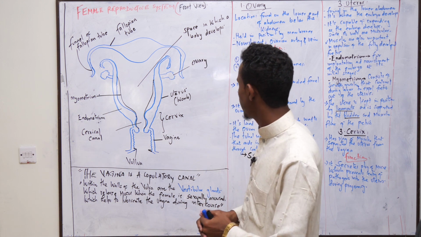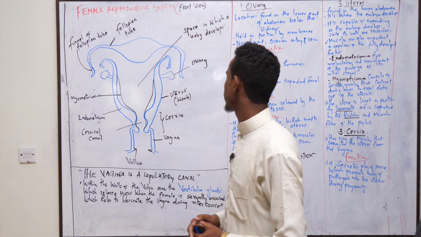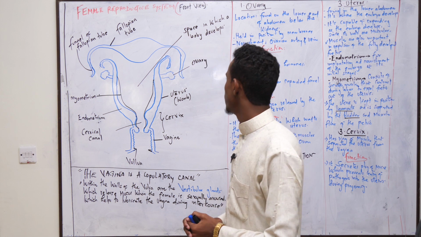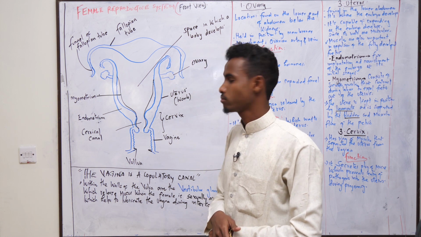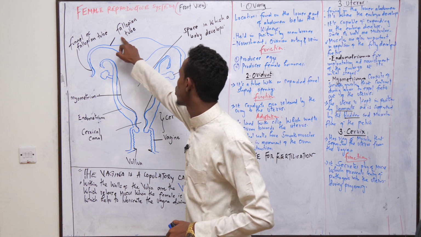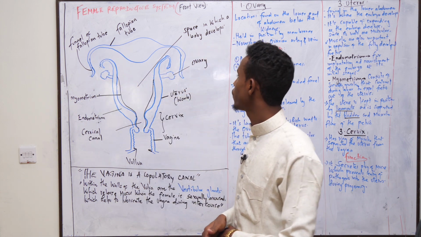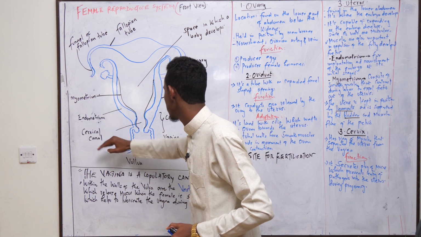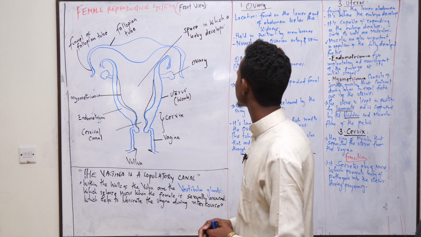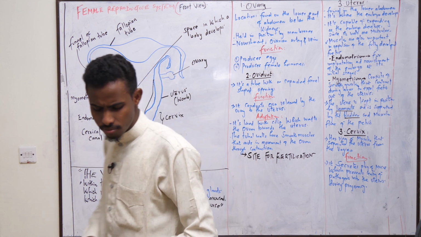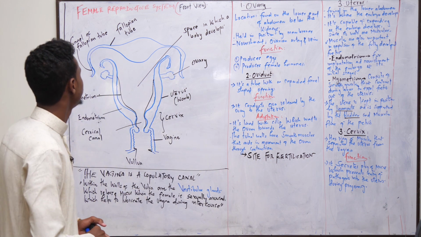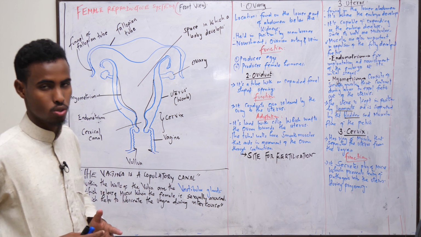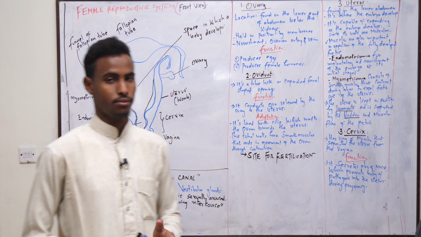Now class, you can see here we have the uterus, the space in which the baby develops. Good. Again we have the ovary. We have the fallopian tube, the site for fertilization. We also have the myometrium, endometrium, and the cervical canal. Today I want us to dive and navigate through the structure and functions of the female reproductive system.